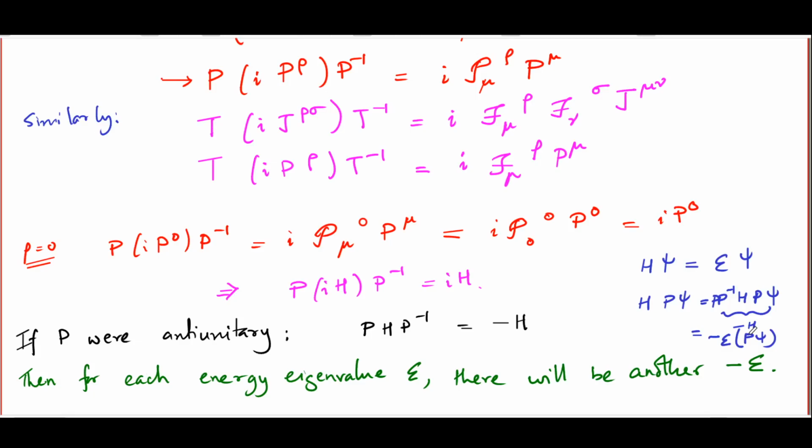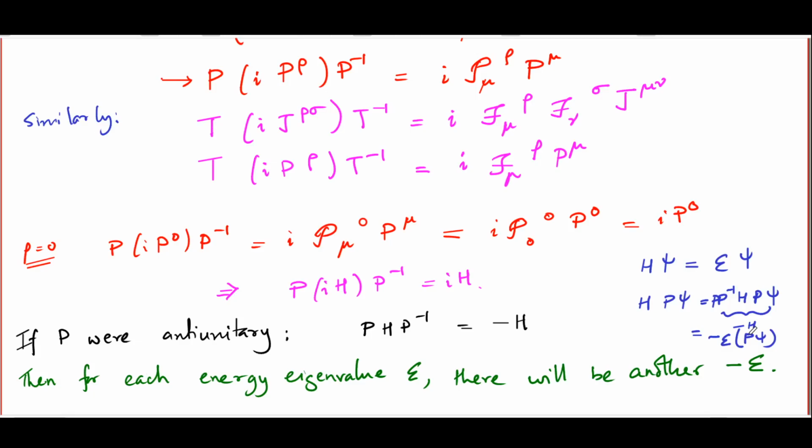Also, since most systems have no upper bounds on their energies, this would also imply that the systems would have no lower bounds, and that would be a disaster as far as the stability of the system is concerned. So we have to give up this idea that P is an anti-unitary operator.